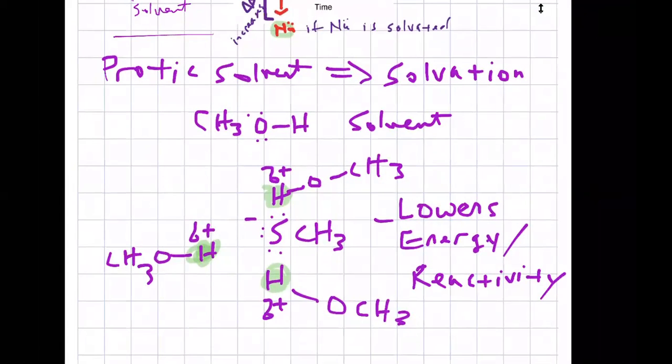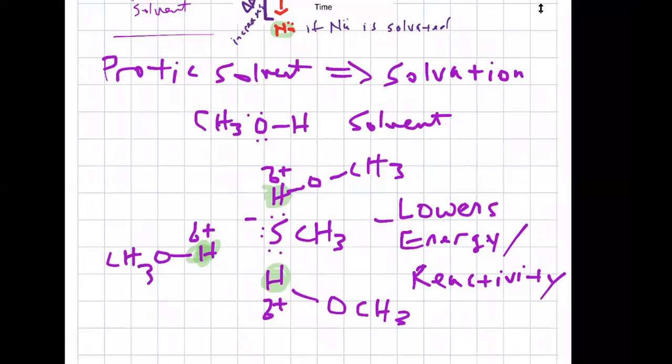All right, any questions so far about anything? Nope. All right. So let's move to the SN1 reaction real quick.